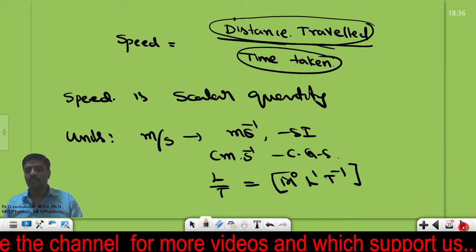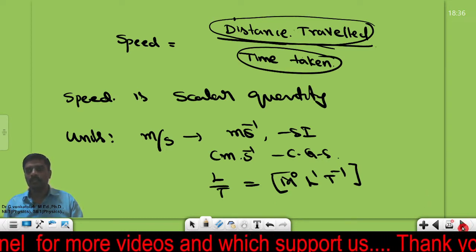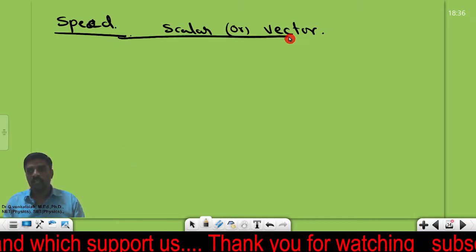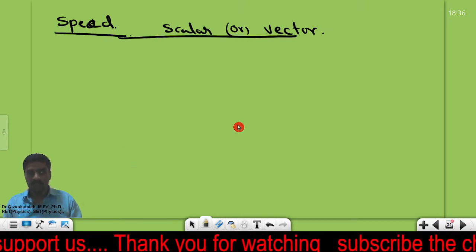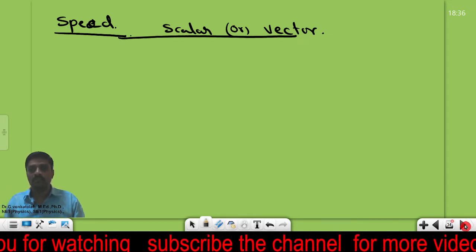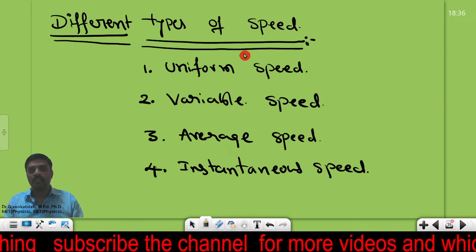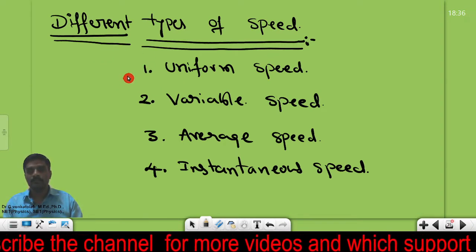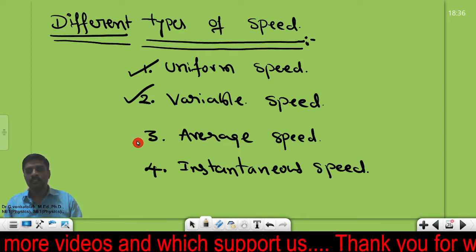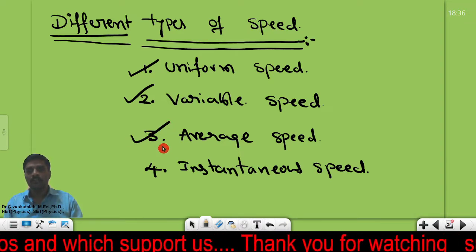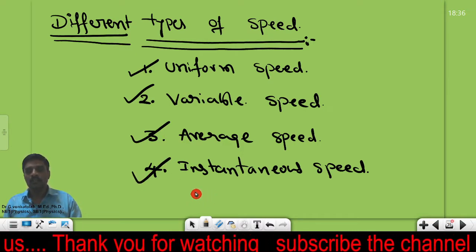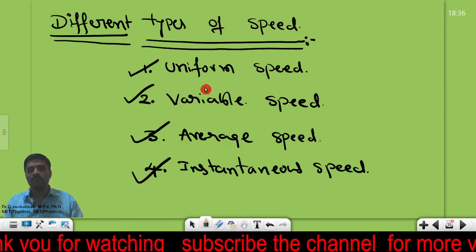Now we have different types of speed, which are very important, so problems are repeatedly coming on this. Speed is a scalar quantity, as already discussed, and we also discussed the mathematical formula, units and everything. Let me go to the different types of speed. There are four types of speed: uniform speed, variable speed, also called non-uniform speed, average speed, and instantaneous speed. These are all the different types of speed. Let me go one by one.